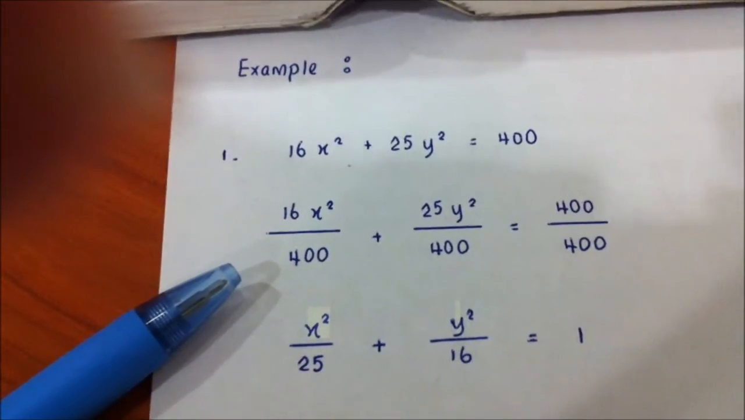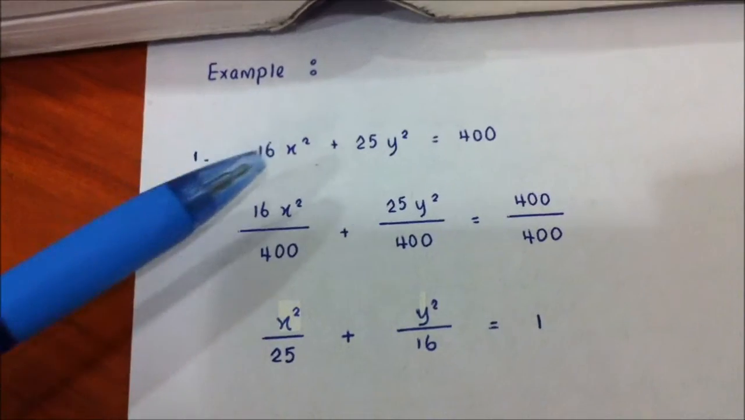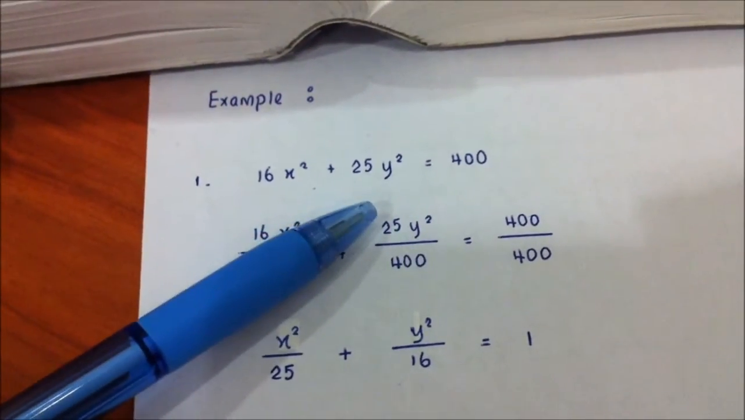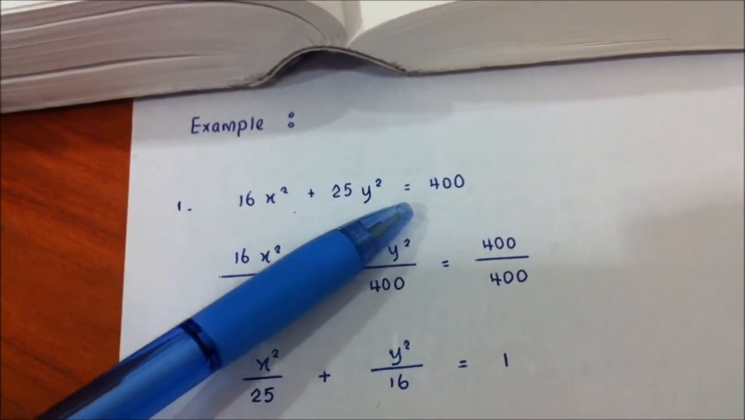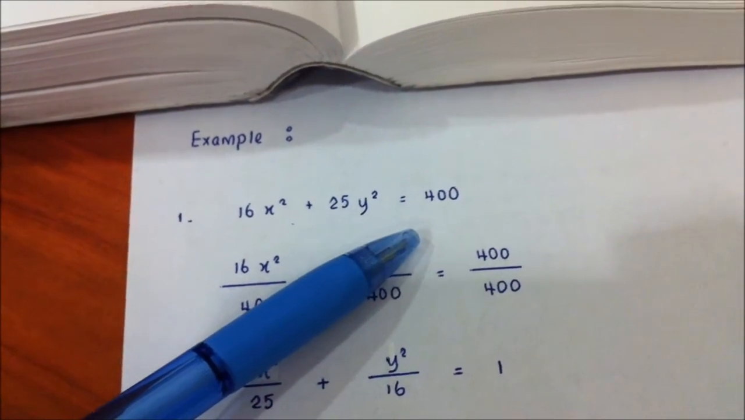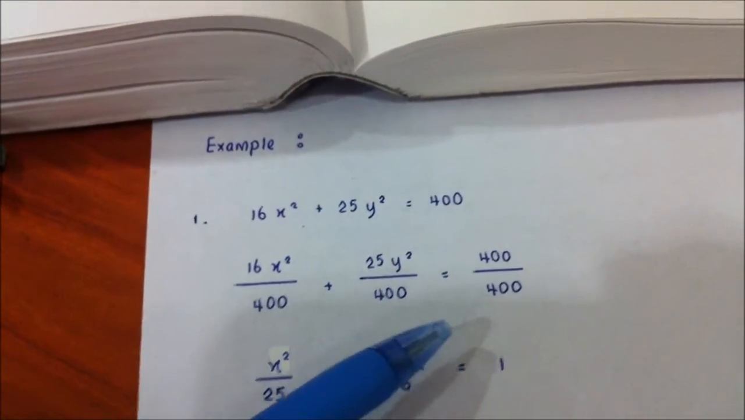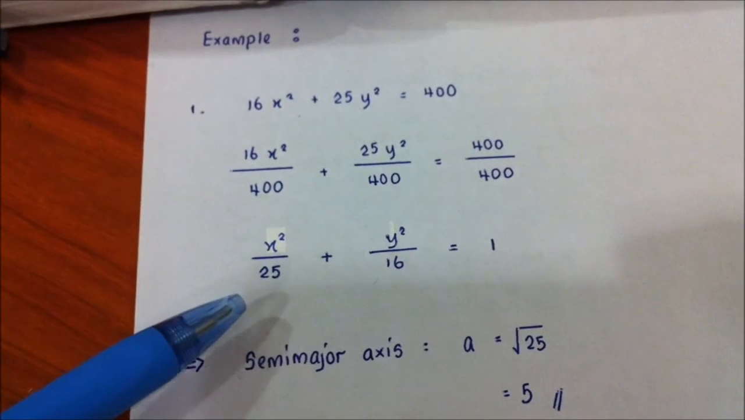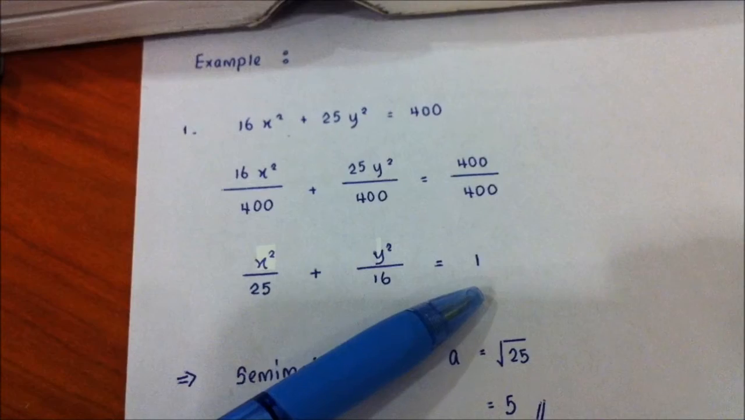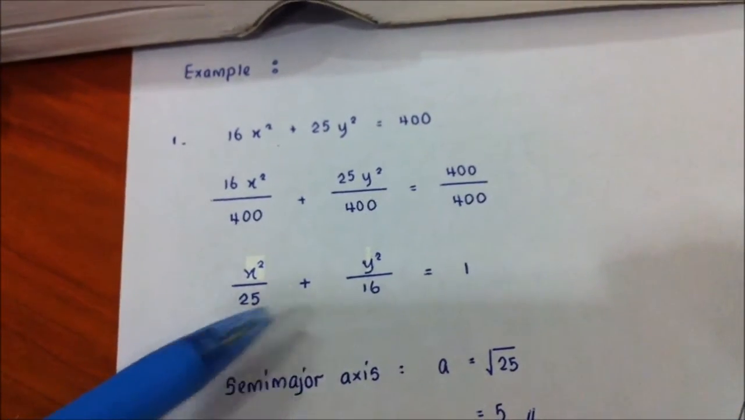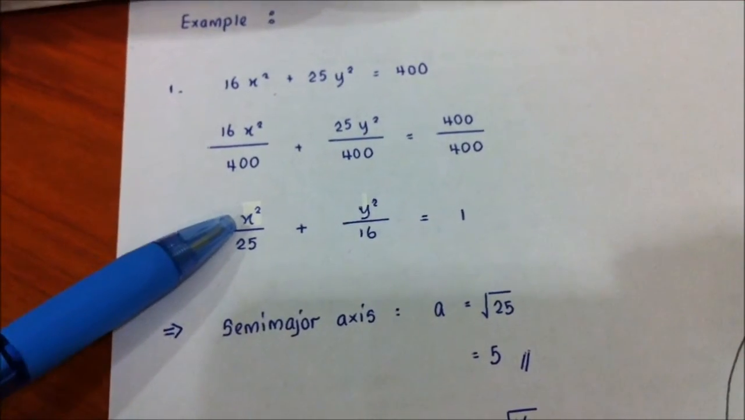So now, let us try an example for ellipse. The question we have is 16x squared plus 25y squared equals 400. We know that for every equation, we must make it equal to 1. So in order to make this 1, we divide everything by 400. And then we will get x squared over 25 plus y squared over 16 equals 1. So it is obvious that 25 is larger than 16. So the semi-major axis is the x-axis.